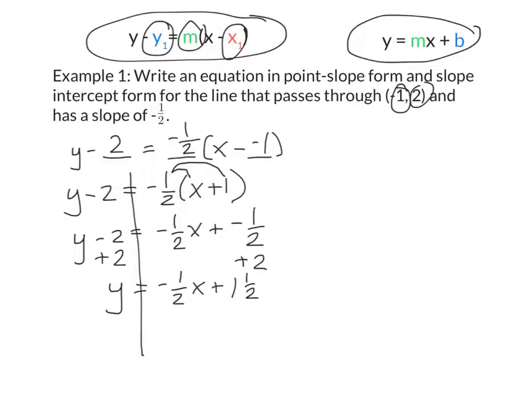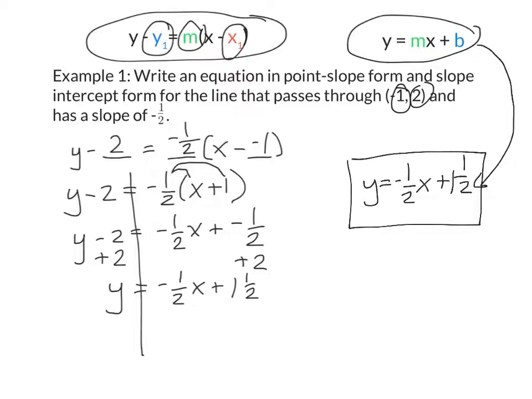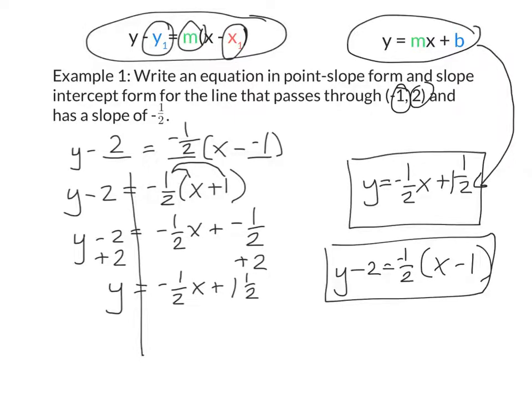And so that's the y equals mx plus b format, also known as slope-intercept form. So for the slope-intercept form, it's y equals -1/2 x plus 1/2. And so that's the slope-intercept form. And then the point-slope form is y minus 2 equals -1/2 times x minus 1. So that's the answer to this problem.